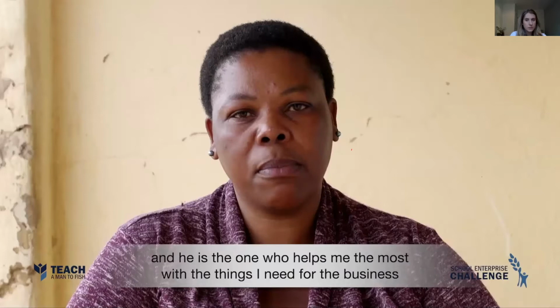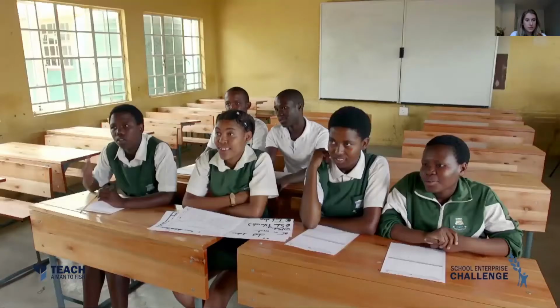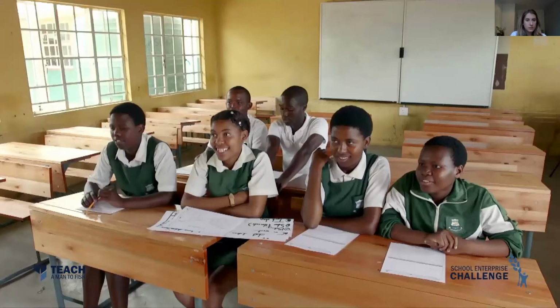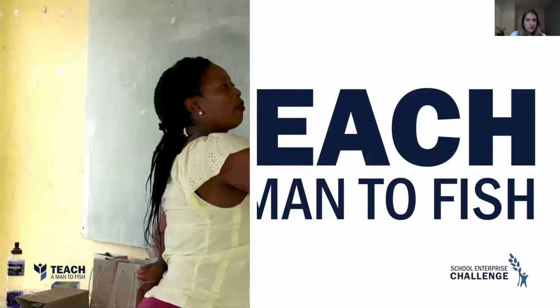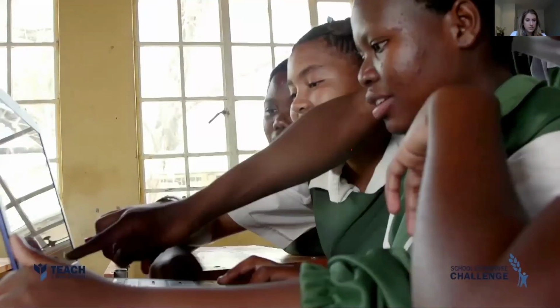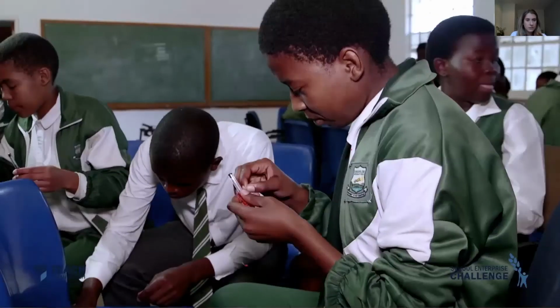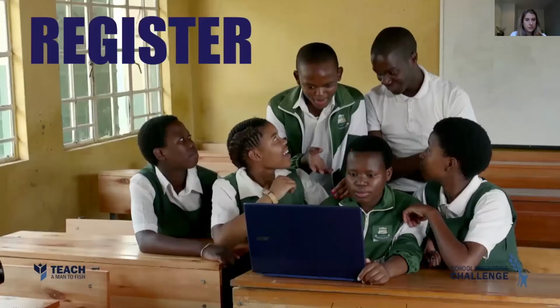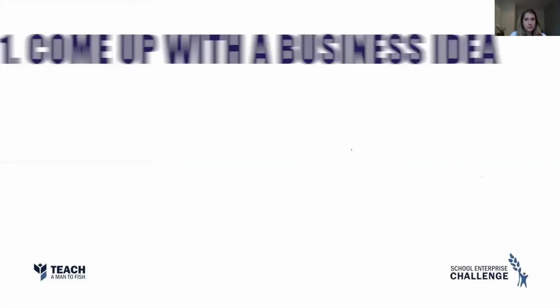The School Enterprise Challenge is an educational-based business program designed by the NGO Teach a Man to Fish. The program supports teachers and learners in the process of starting and running a business at school. It's easy to get started. Register and gain access to the business guides, templates, and videos. The resources will help guide you through the program's 3 simple steps.